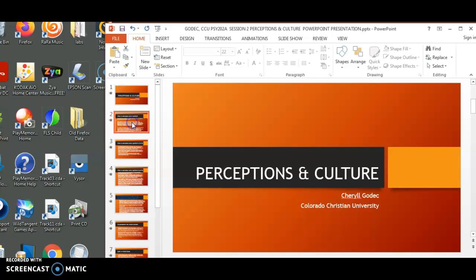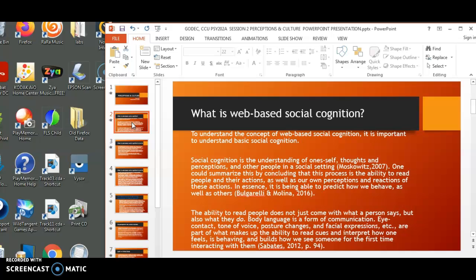The first thing I just wanted to mention was we're talking about web-based social cognition, but to understand the concept of web-based social cognition, it's important that we understand basic social cognition. Social cognition is the understanding of oneself, thoughts, and perceptions in other people in a social setting.